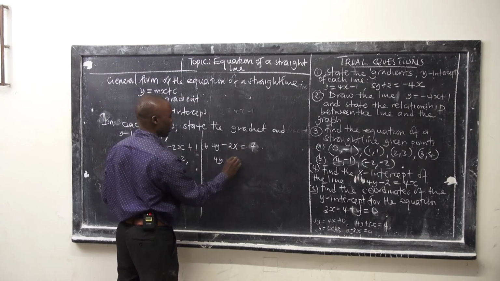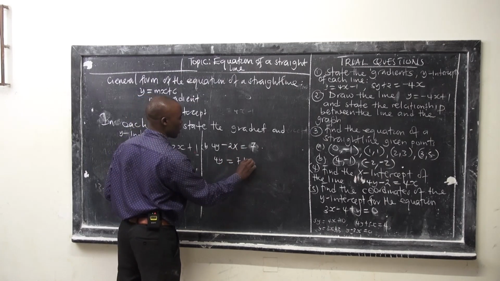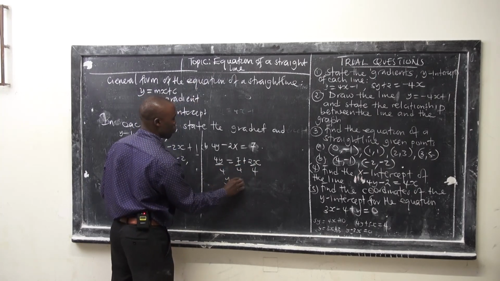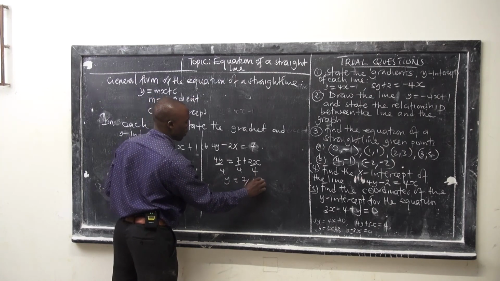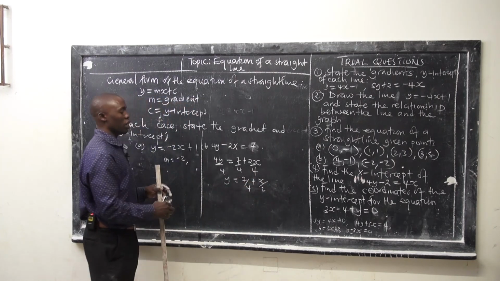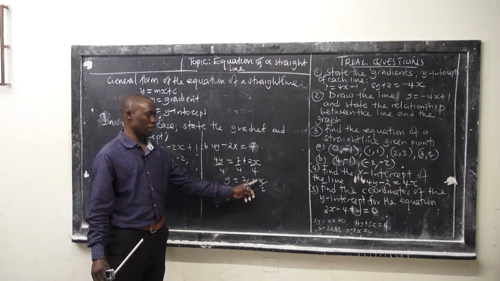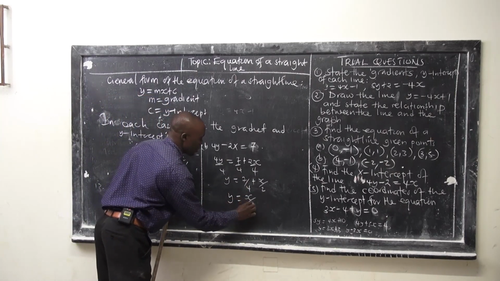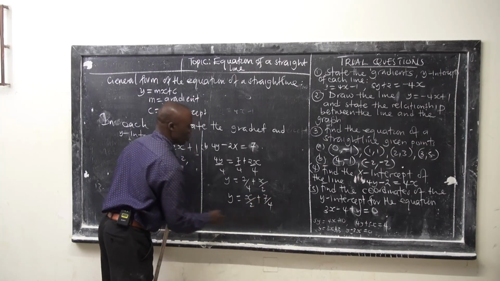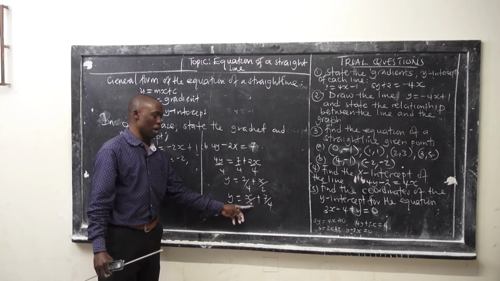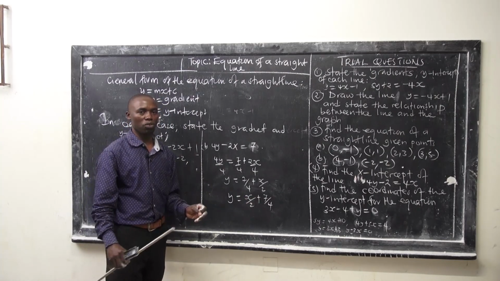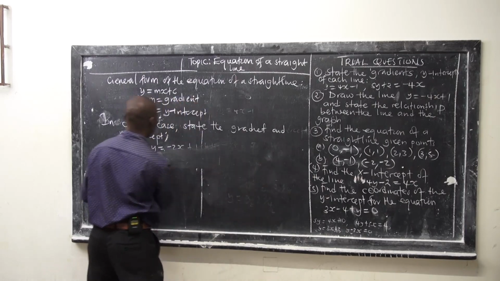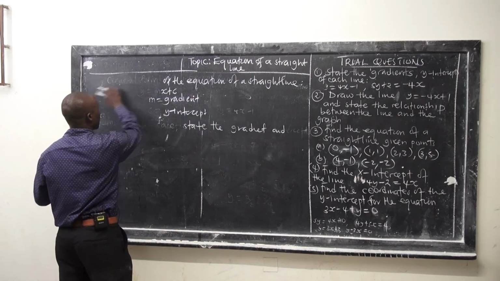So we take 2x to the other side to become 7 plus 2x. So divide through by 4. So we arrive at 7 out of 4 plus x out of 2. So we realize that the coefficient of x is a half here. Of course, we can further rearrange it into this. So it means our gradient will be a half and the y-intercept will be 7 out of 4. That's how we can realize the gradients and the intercepts from the general equation of a straight line.